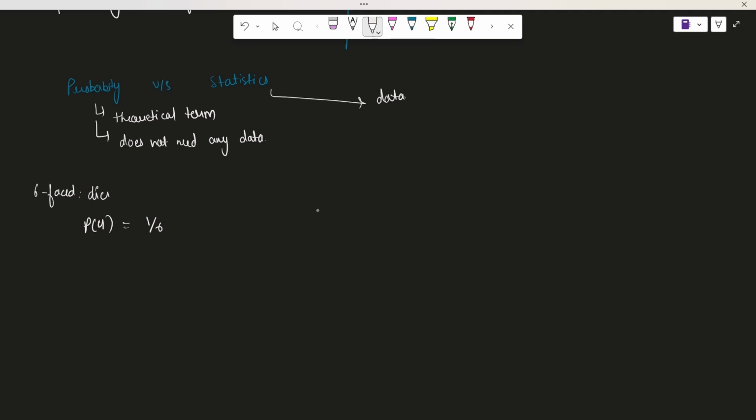But if we're talking about statistics, it says roll the dice many times, collect the data, and then estimate the probability. Statistics is used to check whether a dice is biased or not. So we use statistics to measure the bias of a dice. Here we collect data to check the bias.